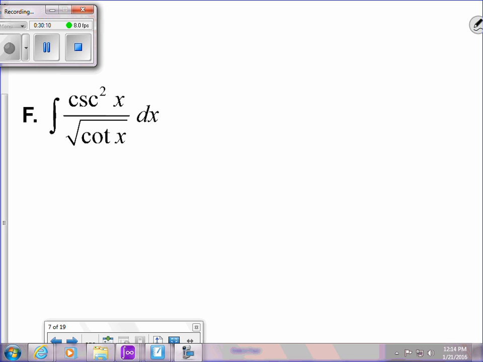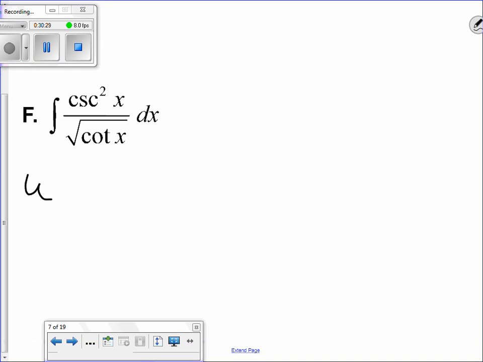All right. Oh my gosh, look at F. Trig functions. Think in terms of derivatives. Who's the function, who's the derivative? Because the function guy, that's your u. Who gets to play the role of u today? Cotan, right? The derivative of cotan is negative cosecant squared. So we're going to make u cotan x. What's du?